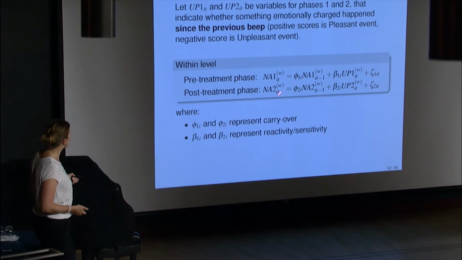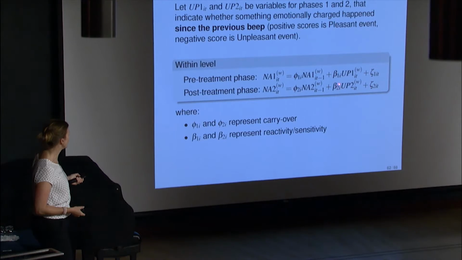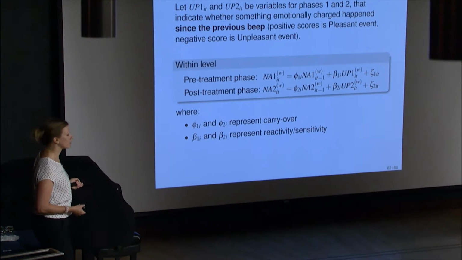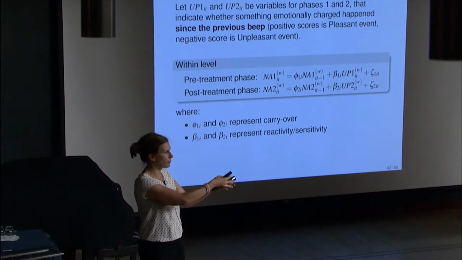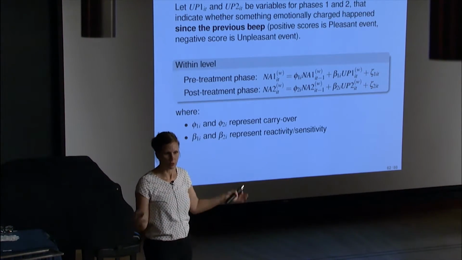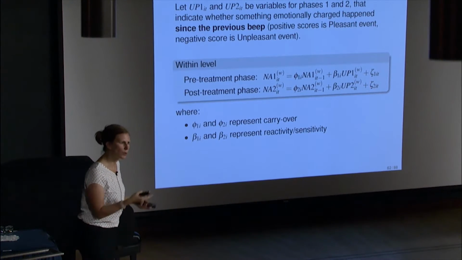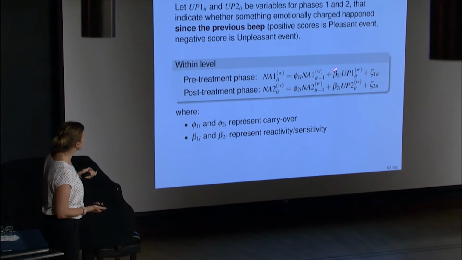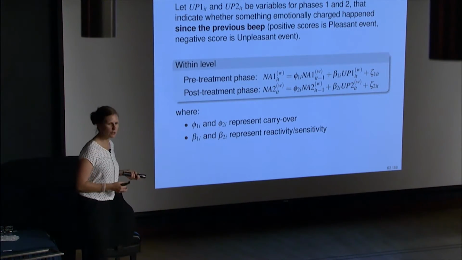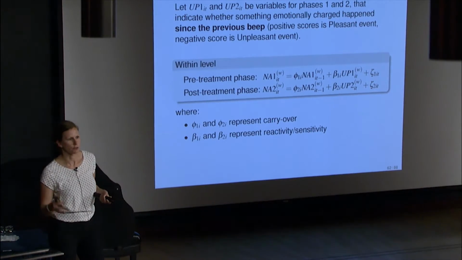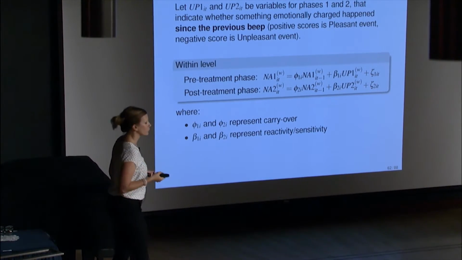So we have the phi 1 and phi 2. They represent the autoregression or inertia or carryover of negative affect. And then we have beta 1 and beta 2. They can also be allowed to be random. And they represent a person's reactivity or sensitivity, right? So now we actually have a measure of something that used to be just ending up in the innovation term. It's whether something pleasant or unpleasant happened. Now we have a measure of this, and now we can see whether individuals differ in how much they respond to this, right? This is something that especially Marieke Wigers and other people from her group have been studying a lot, this sensitivity or reactivity.